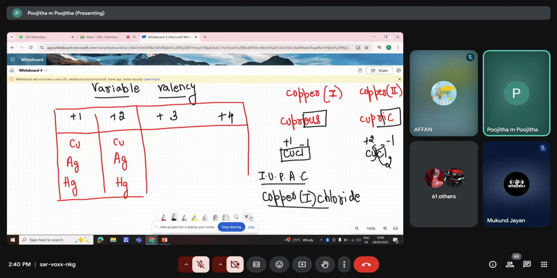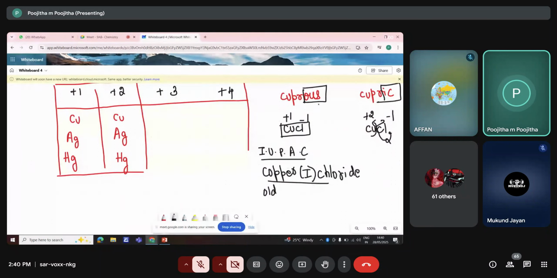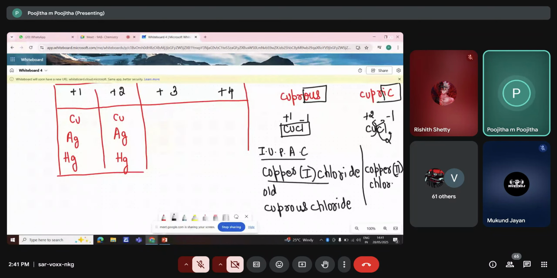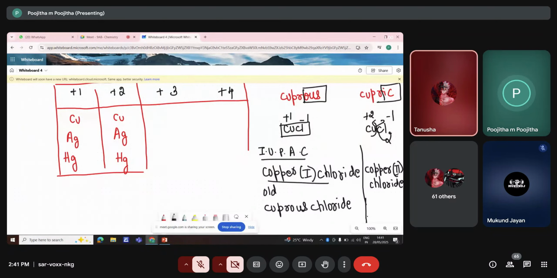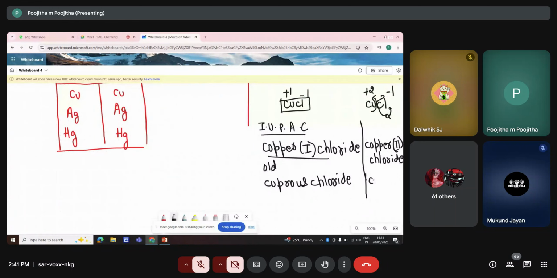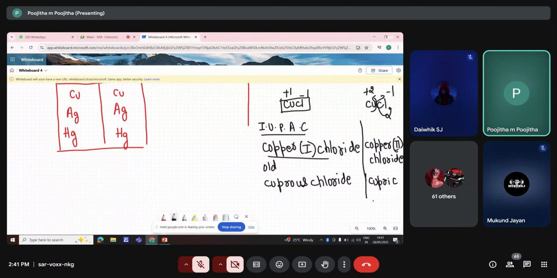According to the old system of naming, the Cu plus 1 ion, the lower valency ion, name should end with OUS. So what is the name of CuCl according to the old system? Cuprous chloride. Okay. Now, what about this? According to the IUPAC system, CuCl2 is copper(II) chloride. According to the old system, how do we name CuCl2? Cupric chloride.